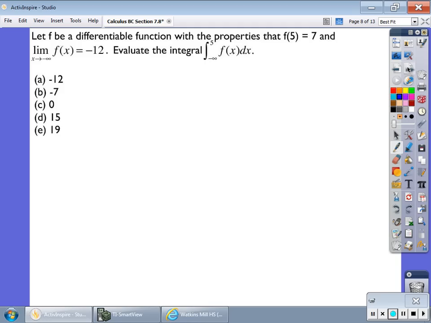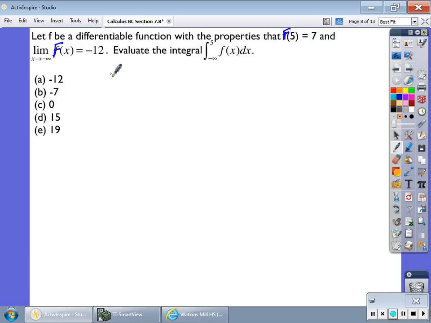So let F be a differentiable function with the properties that F of 5 is 7. It should probably be big F of 5. Let's change that to big F. And the limit as x approaches negative infinity of big F of x is negative 12. So what we want to do is evaluate the integral from negative infinity to 5 of f of x dx. This is a cool way of asking about the fundamental theorem of calculus and about improper integrals.